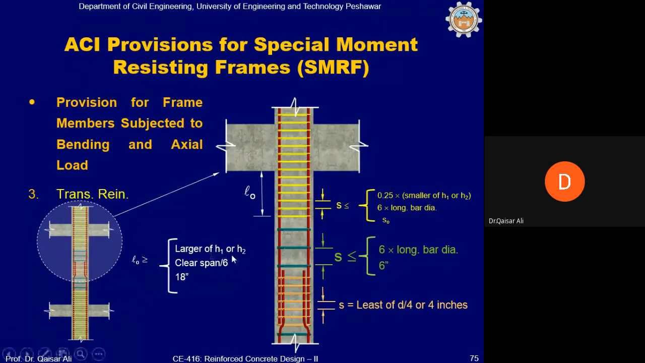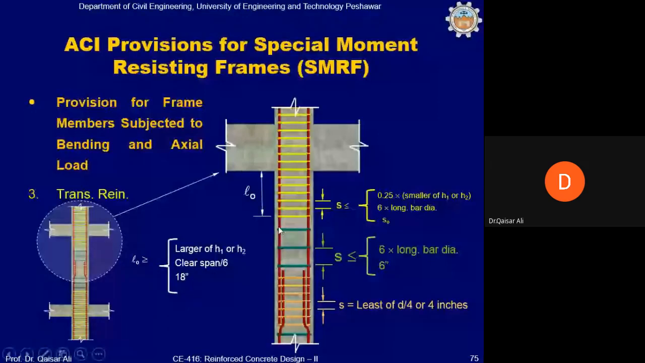Larger of H1 or H2 means, well, let's say the column is 20 by 30. So the larger of this is 30. So this L0 shall be either 30 inch or clear span divided by 6. Clear span means clear height. Let's say the clear height is 10 feet divided by 6, or 18 inch. The least is 18 inch. So the L0 shall be equal to this, okay.